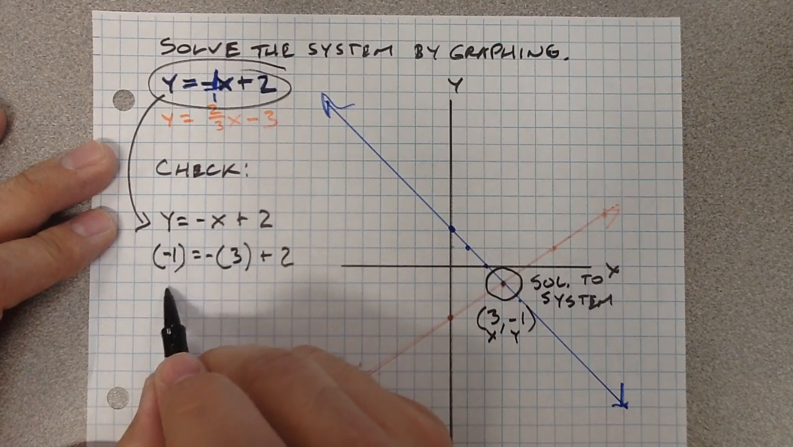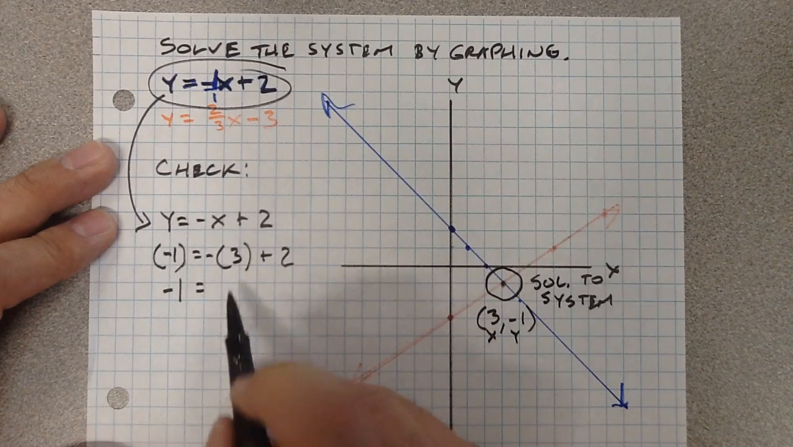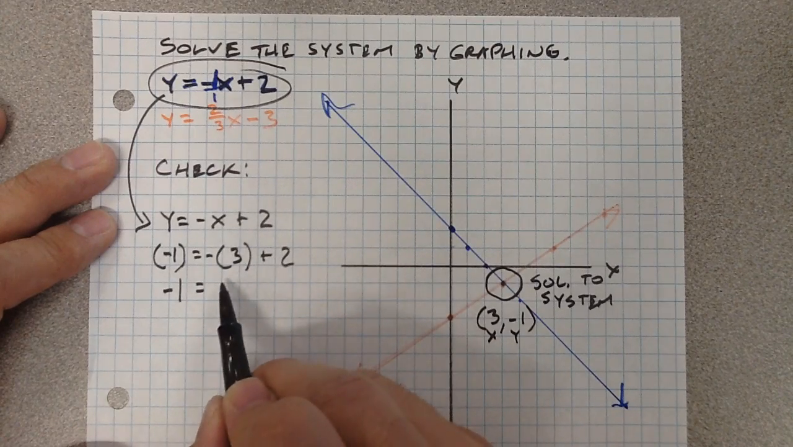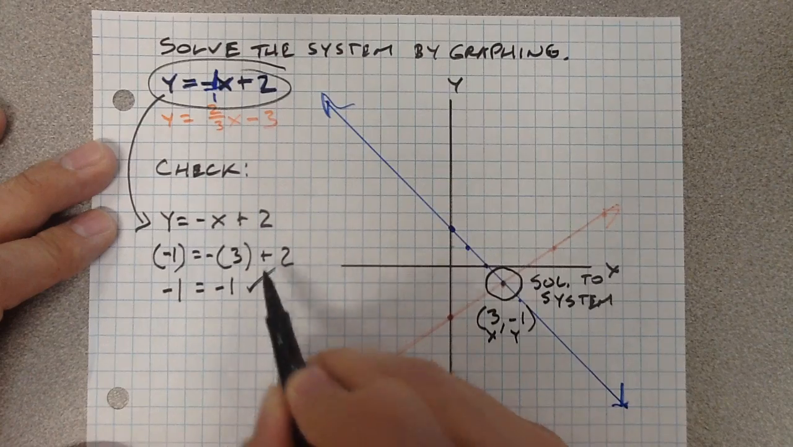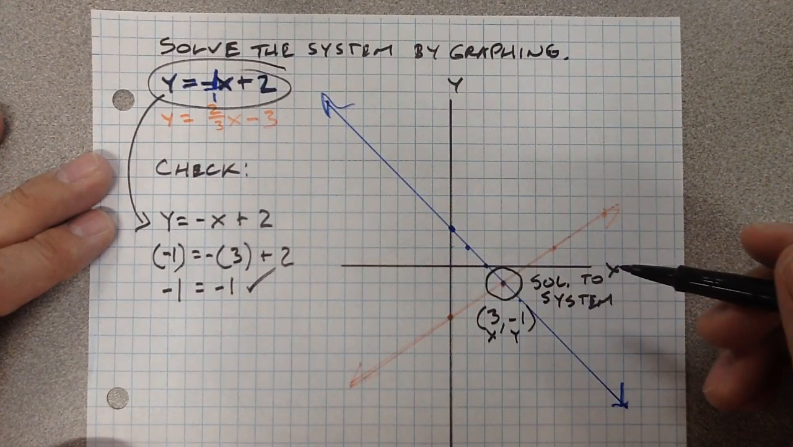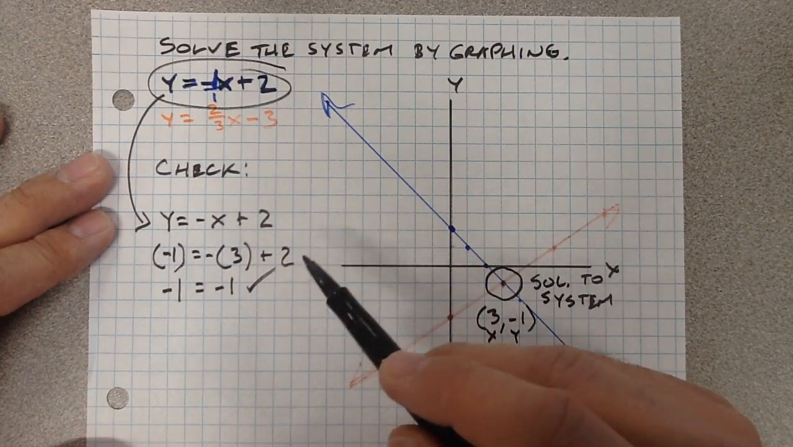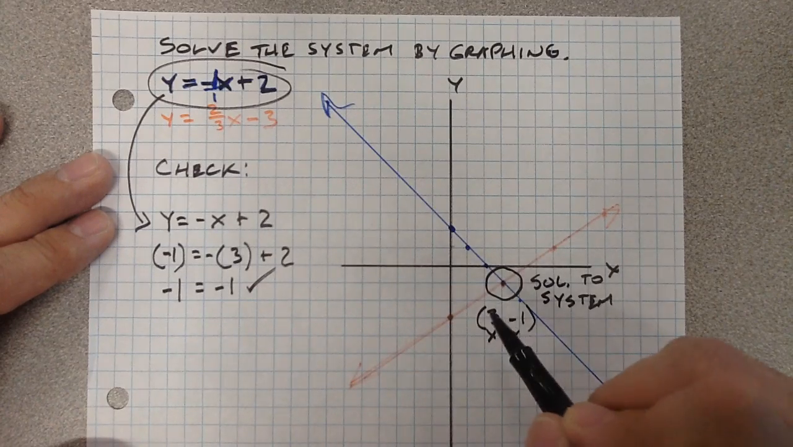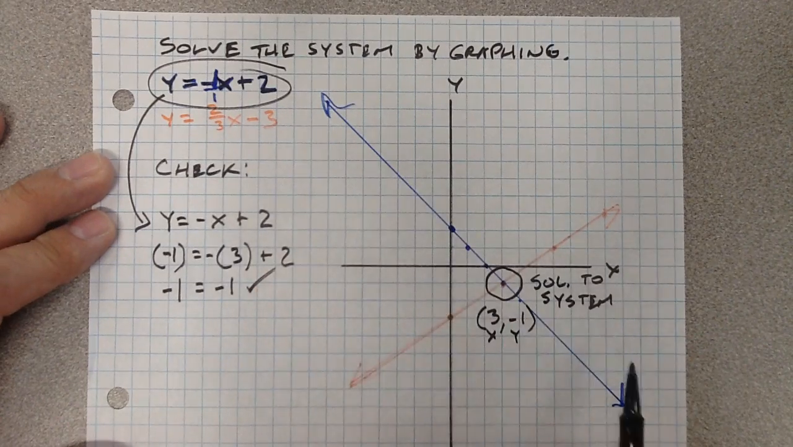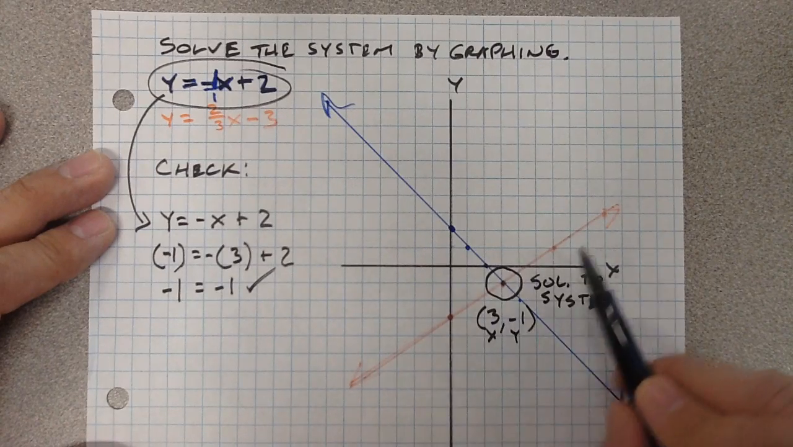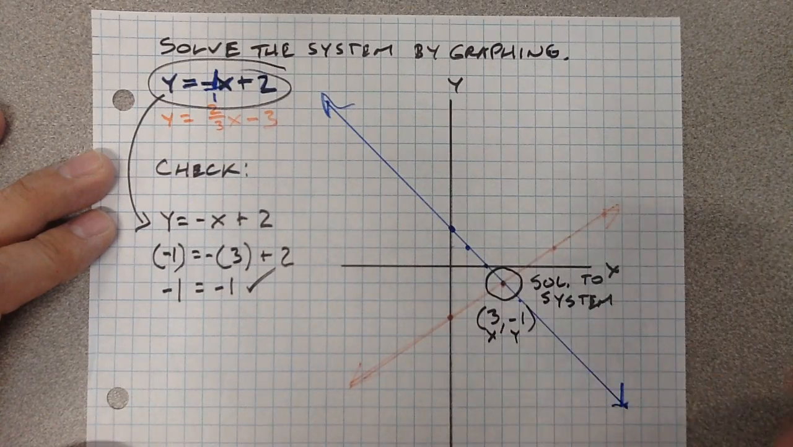So when I do the math, on the left side I've just got -1, and on the right side I've got -3 plus 2, which is also -1, which checks out. Now, does that mean it's the solution to the system? No. What it means is it's a solution for this blue line. We also need to check to see if it's a solution for the orange line at the same time.